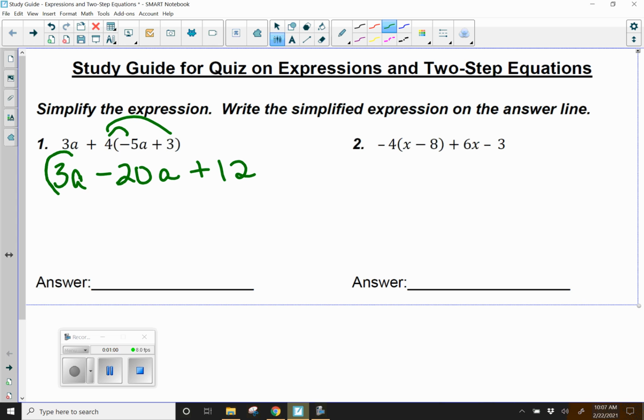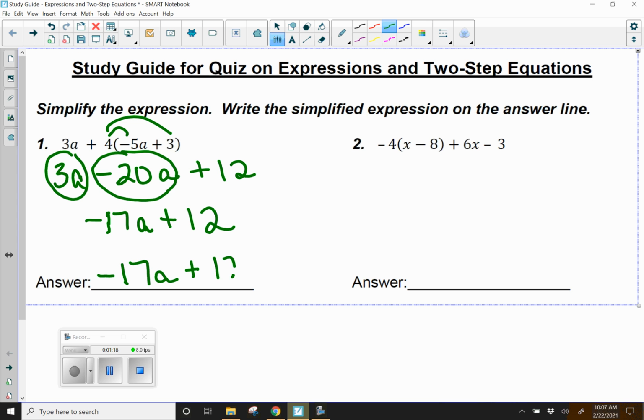Next, we want to combine our like terms. I have a positive 3a and a negative 20a, which leaves me with negative 17a, different signs, so we subtract. And there's nothing else I can do with my plus 12, so that just stays as is, which means our final answer is negative 17a plus 12.